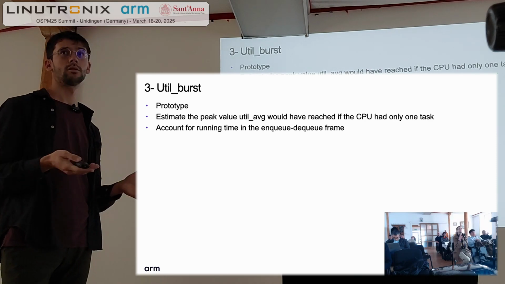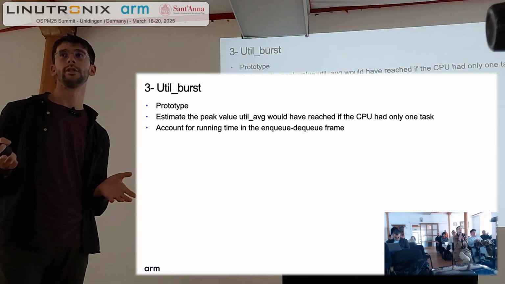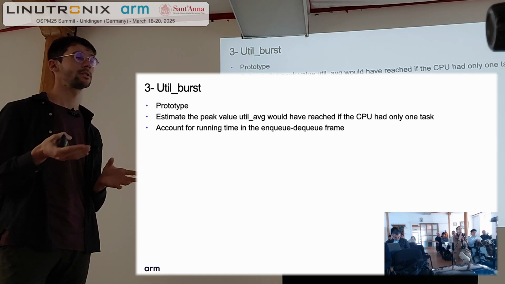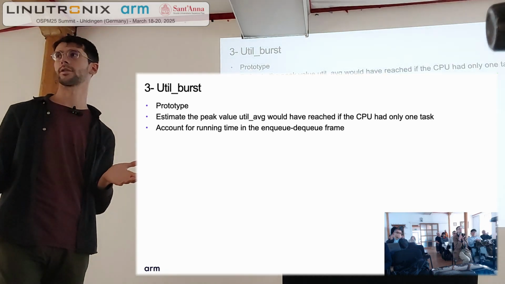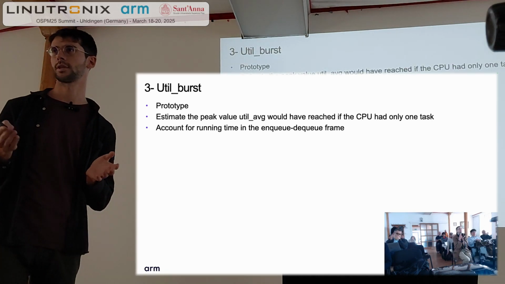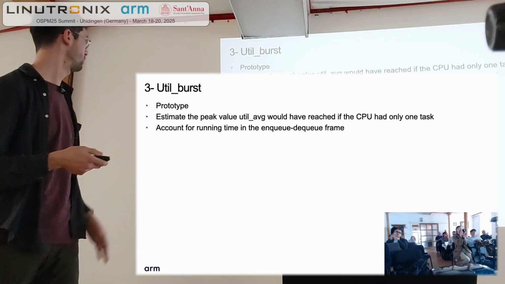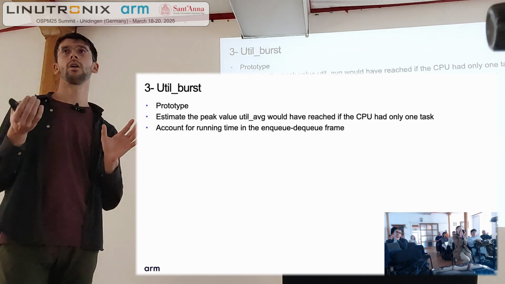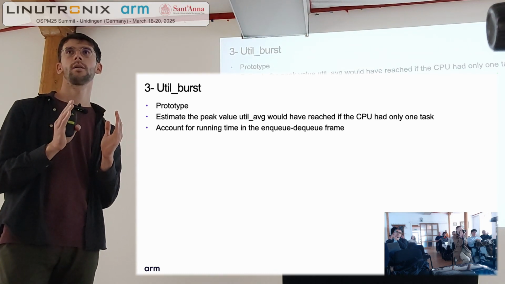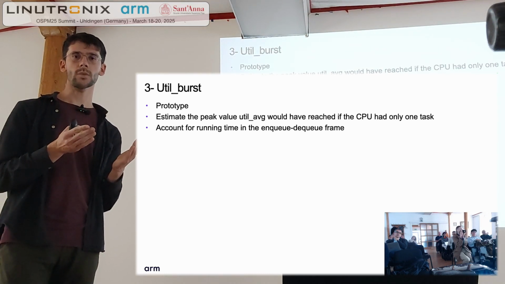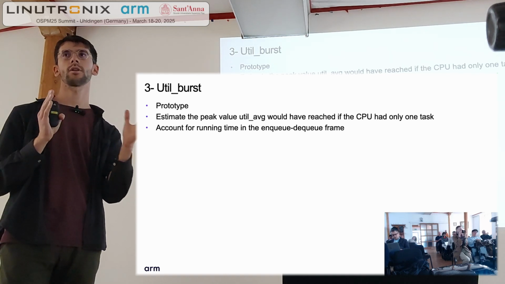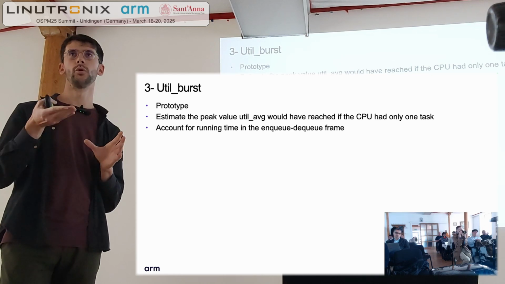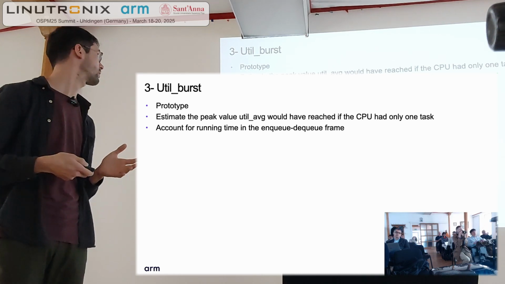So util burst is a prototype, it hasn't been submitted yet. And the goal is to prevent this or find a solution for this. Actually, I think it was an open issue in the slides from Vincent. To do that, we account the running time between the enqueue and dequeue events, and we account all this contribution at once instead of increasing the util average signal whenever the task is actually running.